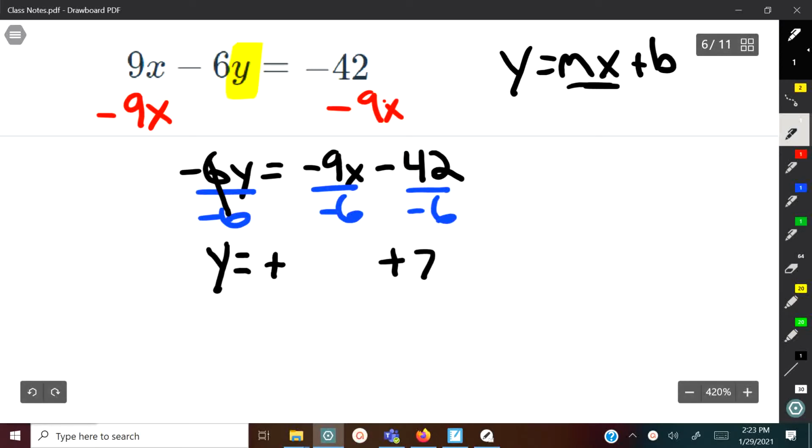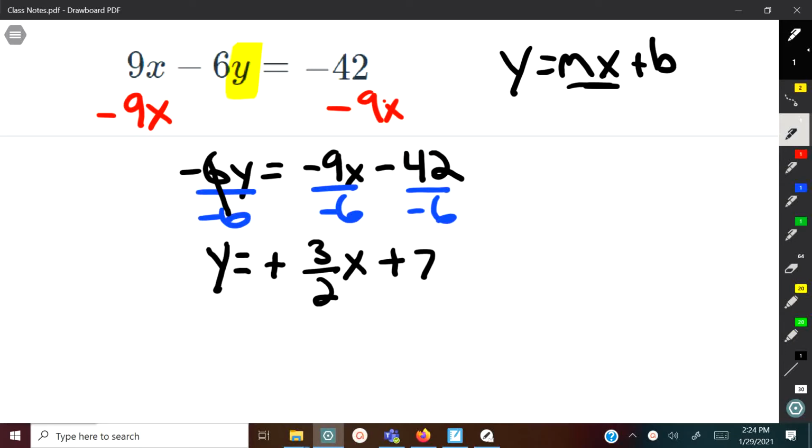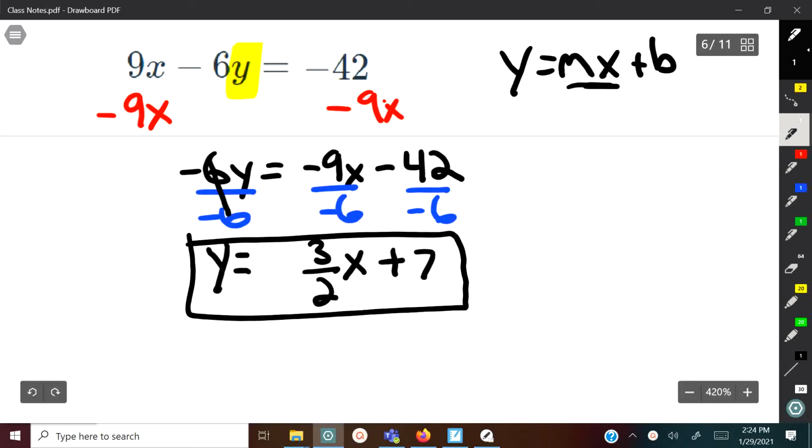But here we've got this fraction, 9 over 6, and 6 doesn't go into 9 evenly. But you have to simplify it. So you ask what number goes into both 9 and 6? That number is 3. And 3 goes into 9 3 times, and 3 goes into 6 2 times. Then bring down the x. You don't really need the plus in front of this, but that's your answer.